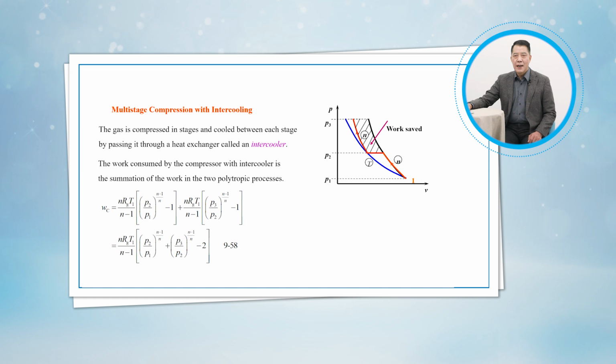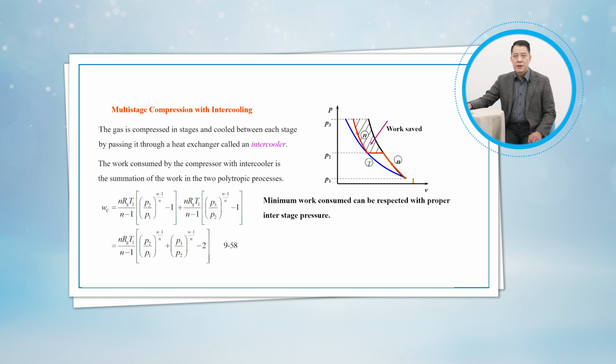The marked area on the P-V diagram represents the work saved as a result of two-stage compression with intercooling. The process paths for single-stage isothermal and polytropic processes are also shown for comparison. The size of the marked area varies with the value of the intermediate pressure P2, and it is of practical interest to determine the conditions under which this area is maximized.